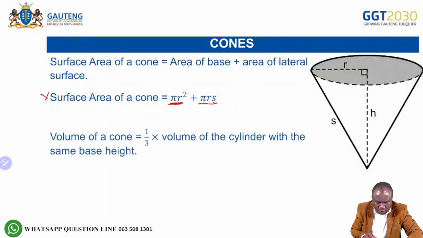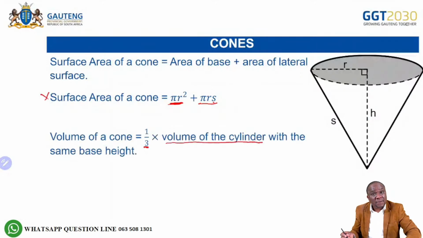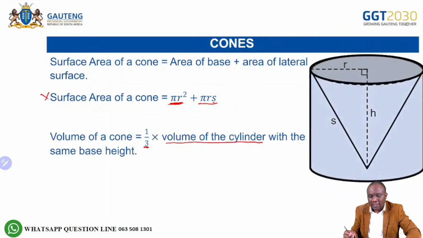Right, the volume of the cone, just like the pyramid. Remember, the pyramid is 1/3 times the volume of the prism that has the same base and same height. But now for the cone, it is 1/3 times the volume of the cylinder with the same base and same height, like this one. If you have a cylinder like that, with the same base and same height as the cone, then the volume of the cone is 1/3 the volume of that cylinder.